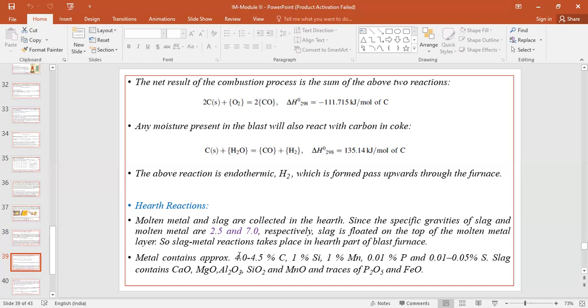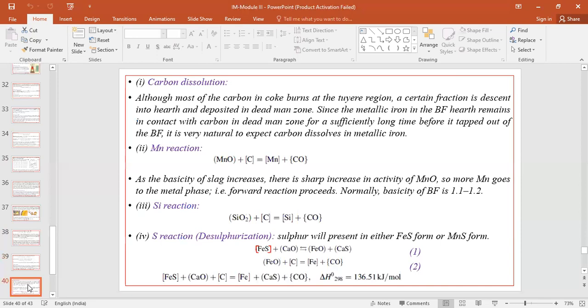Similarly, the composition of the slag consists majorly of acidic oxides as well as basic oxides: CaO, MgO, SiO2, Al2O3, MnO, P2O5, and a small fraction of FeO will also be present. This is the overall chemistry or composition of the slag as well as the hot metal formed in the hearth part of the blast furnace. As I said, the slag and the hot metal both settle down in the hearth, one on the other. Whatever reactions take place inside the blast furnace at different parts, the final adjustment in the chemical composition of the hot metal as well as the slag takes place only in the hearth part of the blast furnace.